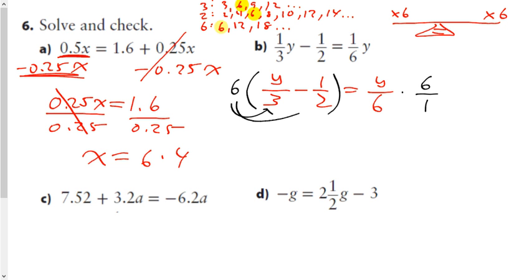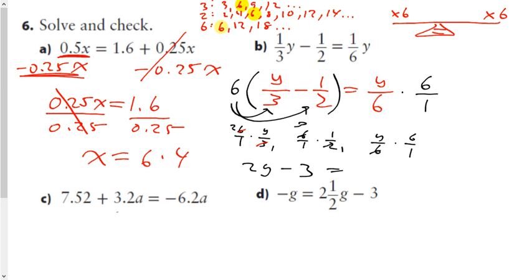Since this is a binomial, I need to utilize the distributive property. So 6 over 1, or 6 multiplied by y over 3, will be 6y over 3, or 2y. And if I want to do that a different way, I could just cross-reduce it to become 2y. When I multiply 6 over 1 by negative a half, I get 6 over 2, which is 3, or minus 3. If I cross-reduce it, I also get 3 anyway. And over here, if I multiply y over 6 by 6 over 1, I get 6y over 6, or if I cross-reduce, just a y.